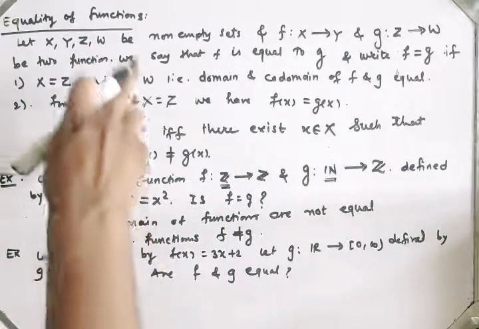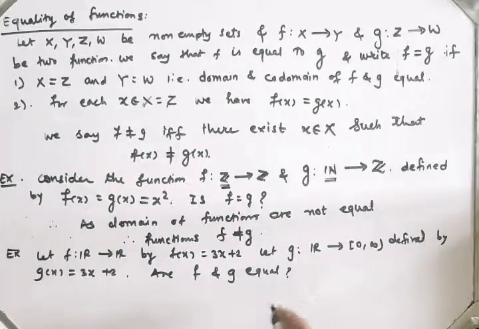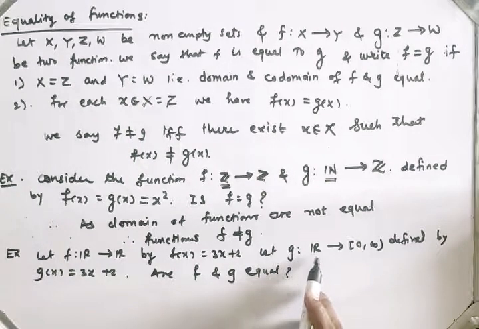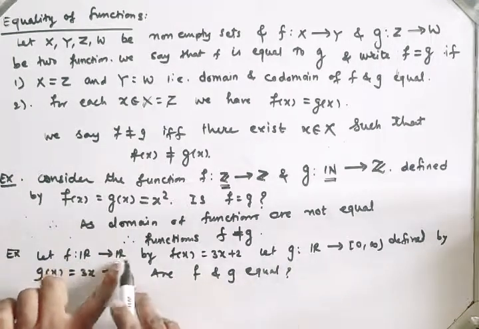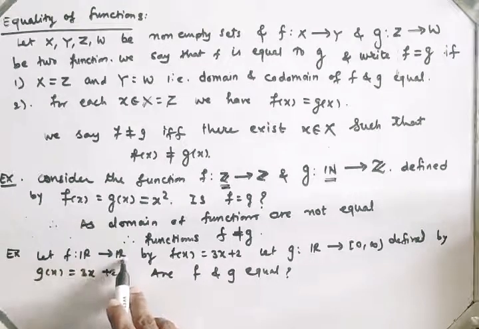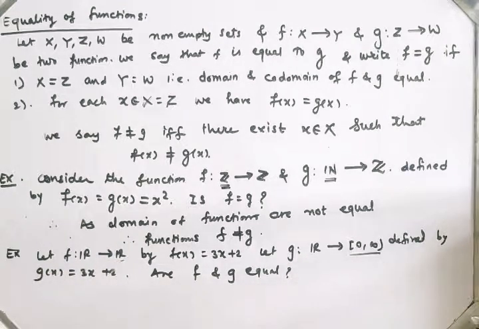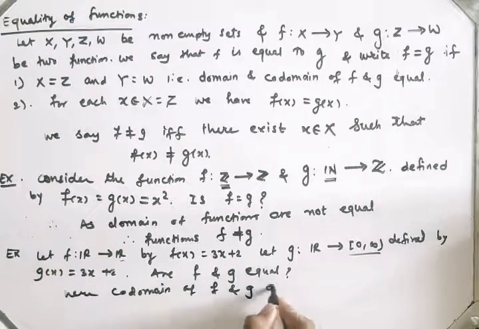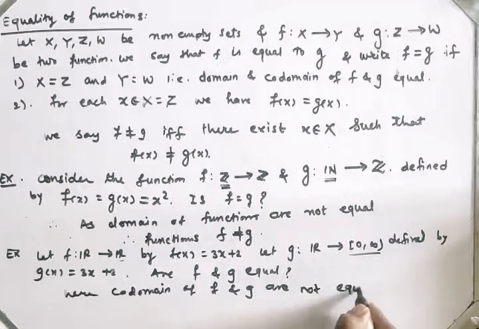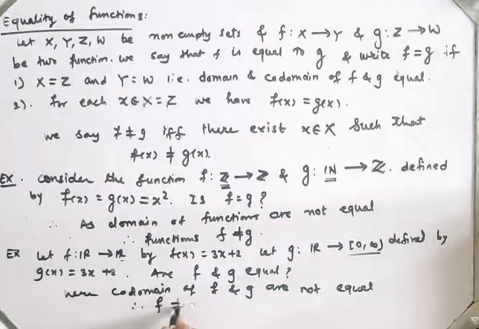So we go through our definition, then what we see here. What is the domain of the function? f and g have domain R. The codomain of the function f is the real numbers and the codomain of the function g is 0 to infinity. So the codomains of the functions are not the same, that's why the functions are not equal. Here the codomains of f and g are not equal, therefore function f is not equal to function g.